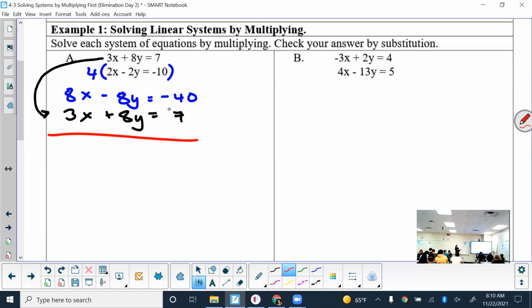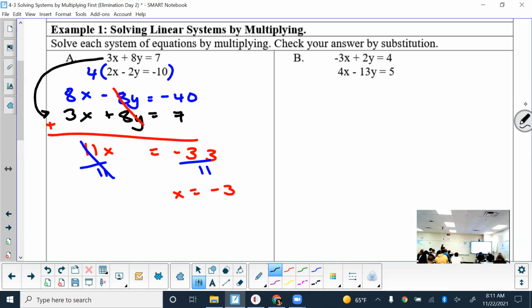All right, with adding or subtracting, eliminate the y's. Adding, because they have opposite signs. When they're opposite signs, you add. So what's 8x plus 3x? Negative 8y plus 8y. And negative 40 plus 7. Good. How do you get the x by itself? Divide each side by 11. And what does x equal? Good.